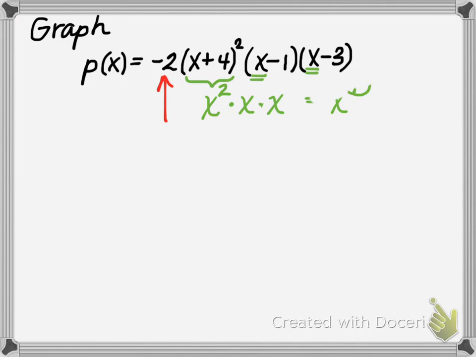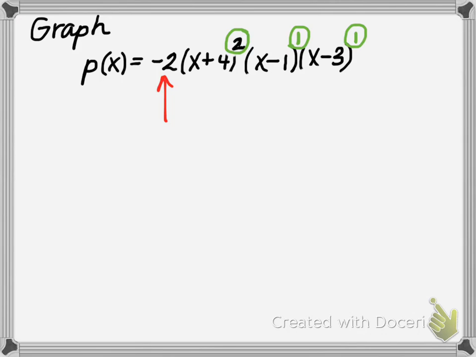Another way of thinking about the degree would be to just look at the individual degrees of the factors. So once again, we have a degree here. Whoops, sorry about that. We don't want to erase that degree. Okay, we have a degree of 2 for my first factor. Then my second factor, x minus 1, is a degree of 1. And my third factor of x minus 3 is also a degree of 1. So altogether, we see that we have a degree of 4.